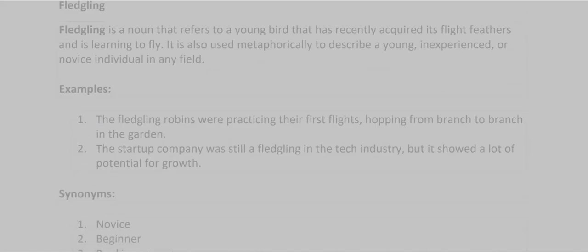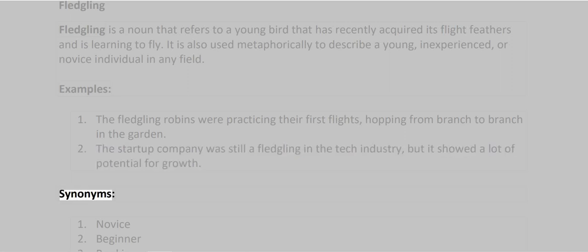Fledgling. Fledgling is a noun that refers to a young bird that has recently acquired its flight feathers and is learning to fly. It is also used metaphorically to describe a young, inexperienced, or novice individual in any field. Examples: 1. The fledgling robins were practicing their first flights, hopping from branch to branch in the garden. 2. The startup company was still a fledgling in the tech industry, but it showed a lot of potential for growth.